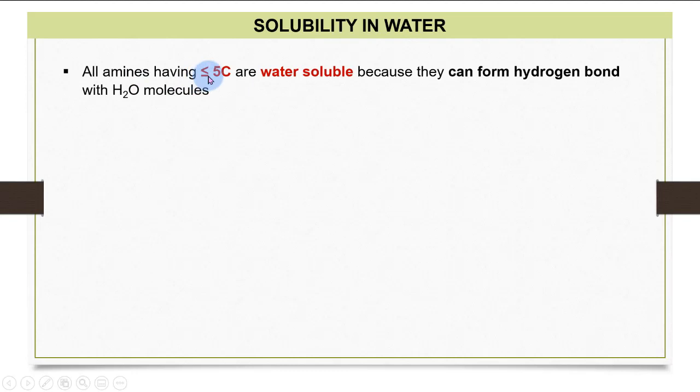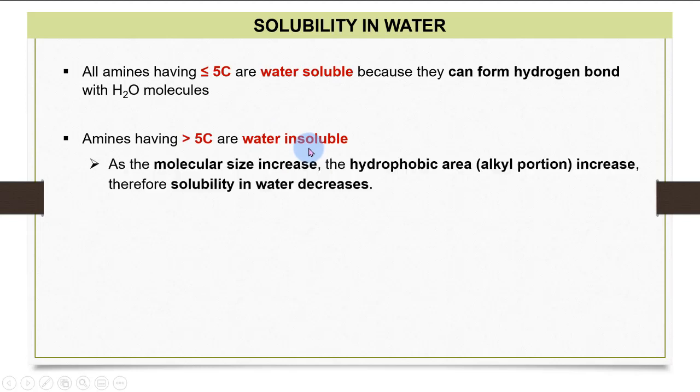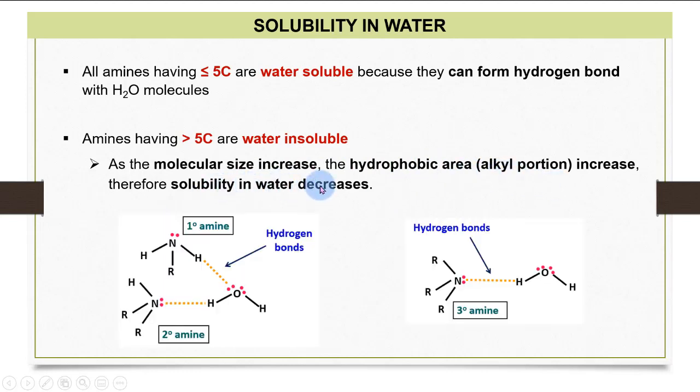All amines having 5 carbons and below are water soluble because they are able to form hydrogen bonds with water molecules. And those amines which have more than 5 carbons, that means 6 carbons and above, are mostly water insoluble. As the molecular size increases, the hydrophobic area, or the alkyl portion, increases, therefore solubility in water will decrease. So these are examples of the diagram.